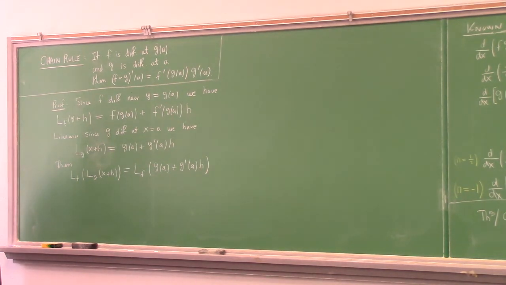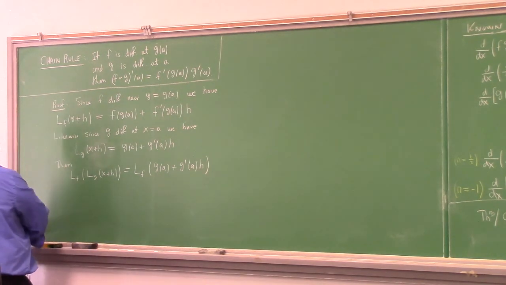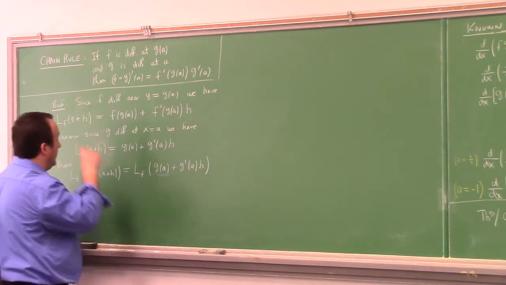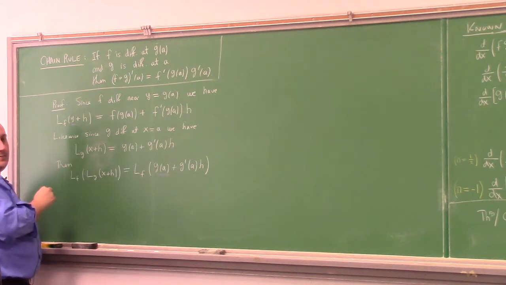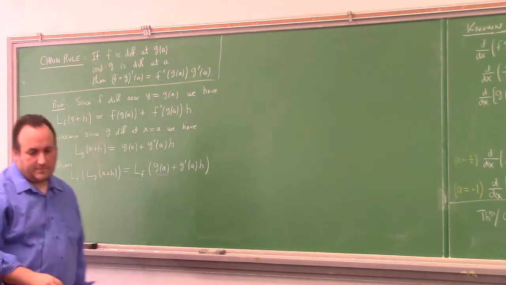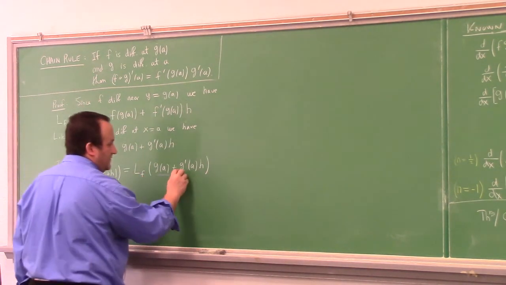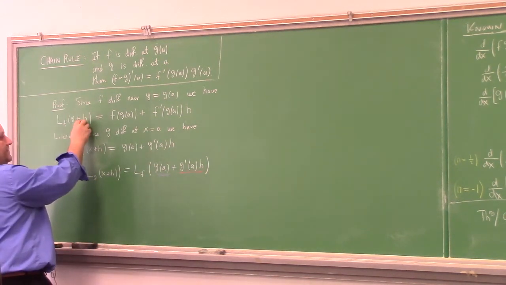I want to think about, how can I say this? Let's see here. Well, I'll do some color coding. We're going to think of g of a, right, as being the y. And we're going to think of g prime of a times h, all right? That's this right here.